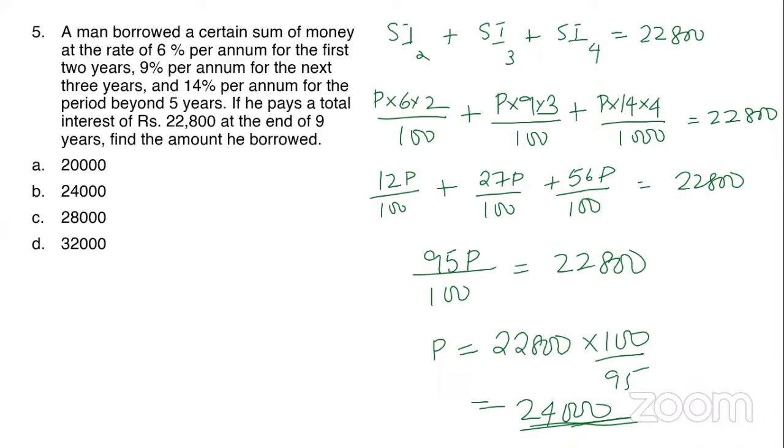Here in the question, it is said that for the first 2 years, the rate was 6%. For the next 3 years, the rate was 9%. And after that, for the remaining years out of the total 9 years, the rate is 14%. When you add all the simple interest, you will get 22,800. So you have just substituted the value here and equated it to find out the principal.